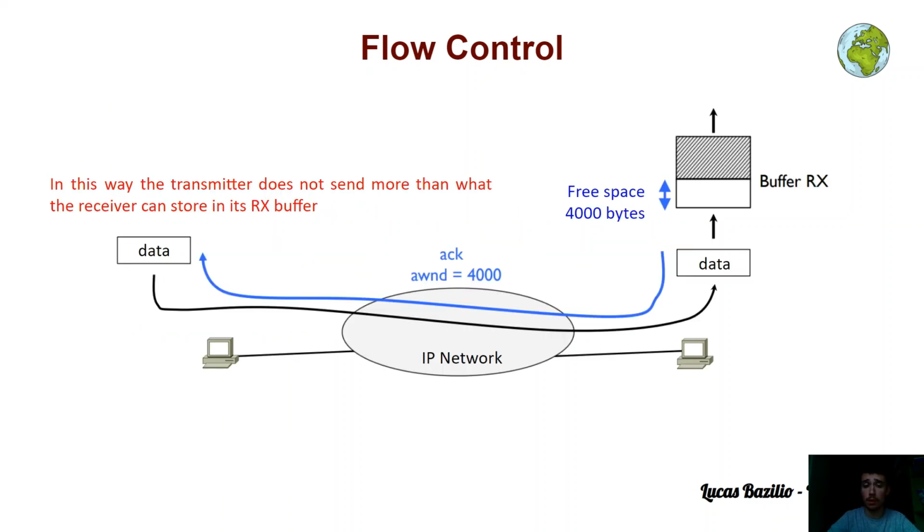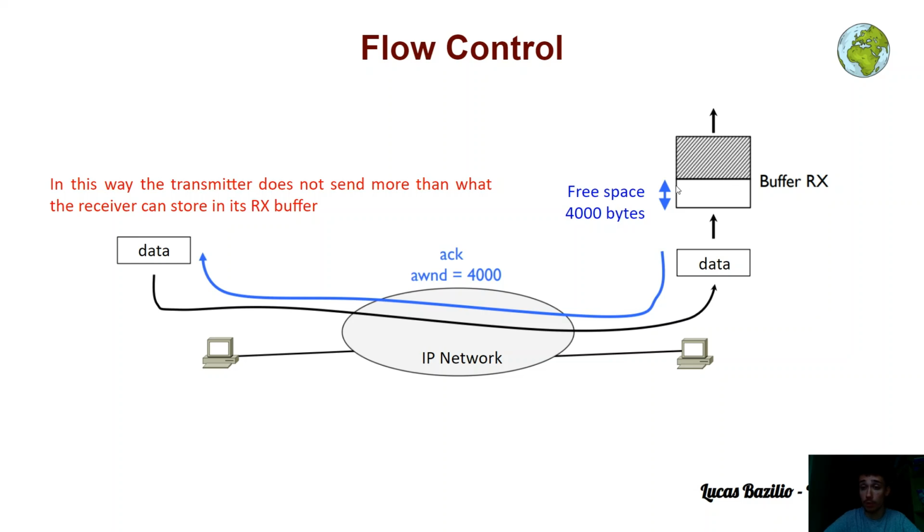Here we can see a very simple example in this visualization of the flow control and how the advertised window is generated. We want to send information from this origin station to this destination. Of course, since we want to use TCP, this destination will have a reception buffer. This buffer Rx is the reception buffer, and right now we have 4,000 bytes of free space.